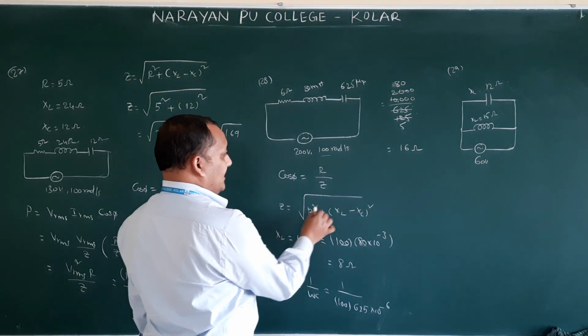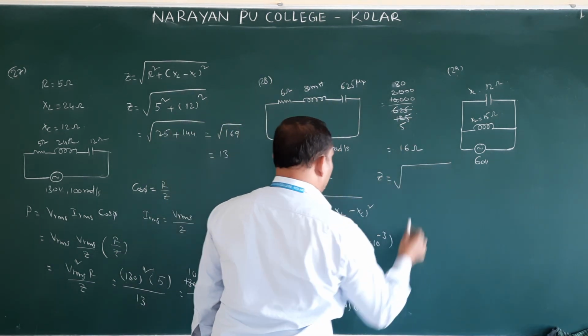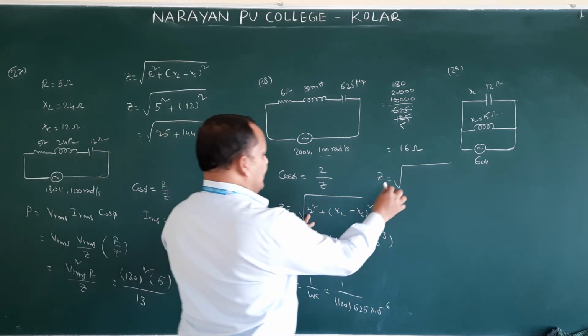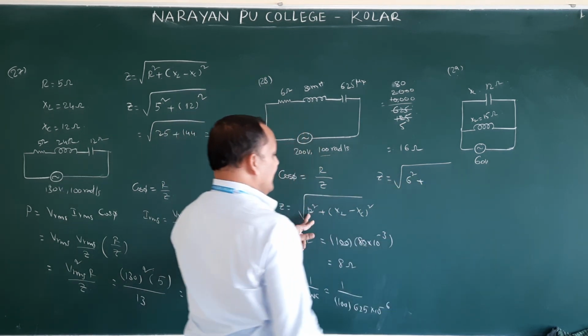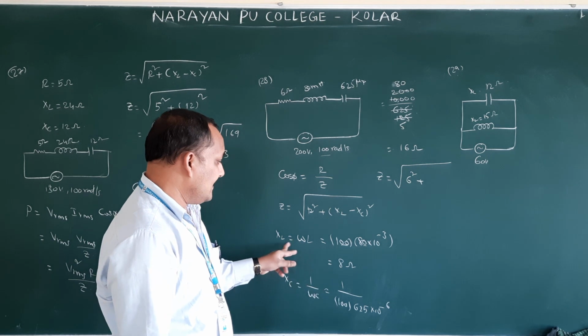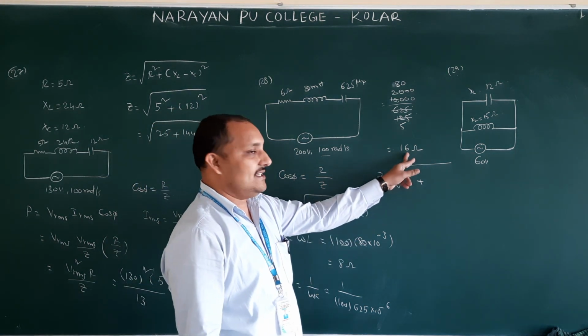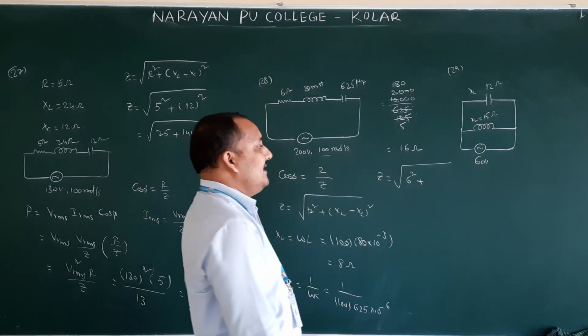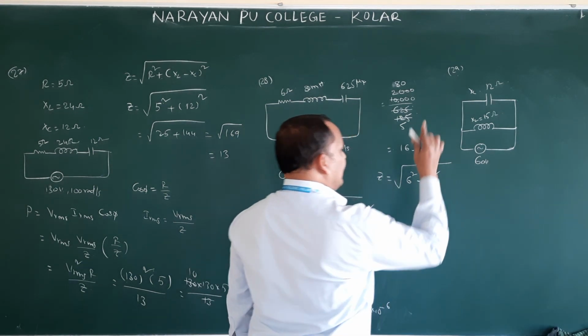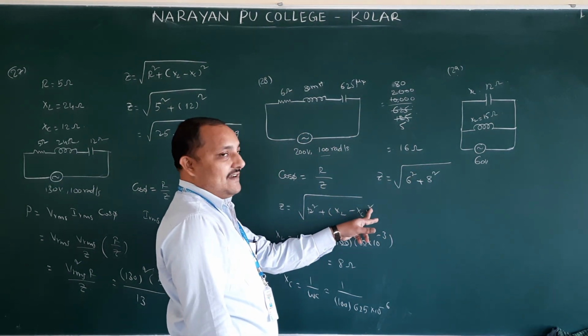Next, substitute in this. Z is equal to root of R value, how much they give? 6. 6 square plus XL minus XC. XL value 8, XC value 16. Therefore, 16 minus 8, 8. That is 8 square. Minus you don't need to worry about, because square is there.